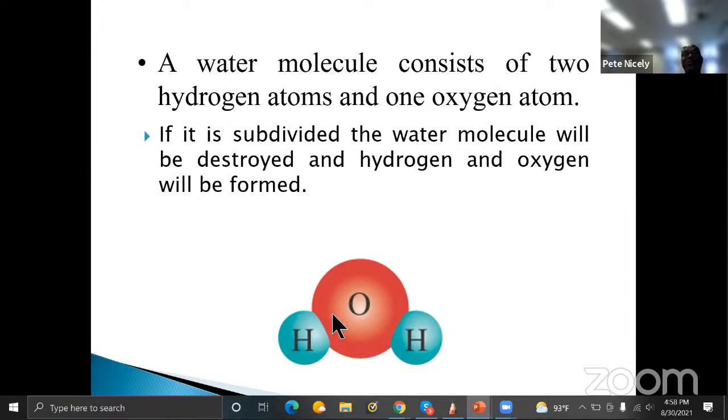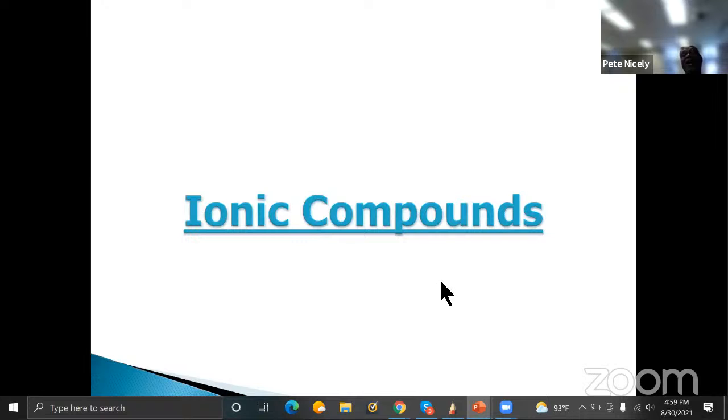Now, if you were to break up this molecule, then this substance will not be water anymore, and you're going to end up with the elements hydrogen and oxygen formed. This can be accomplished in the lab if you perform an experiment known as electrolysis, where you pass an electric current through the water and you're going to end up with hydrogen and oxygen gas being produced. Ionic compounds, on the other hand, are different.